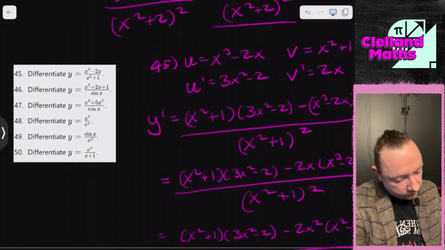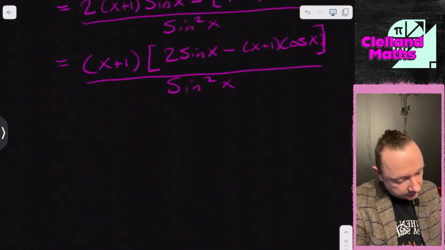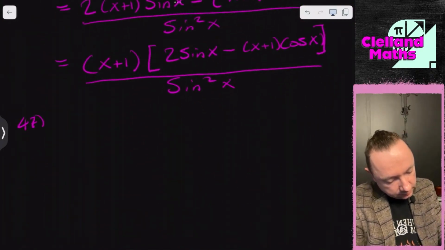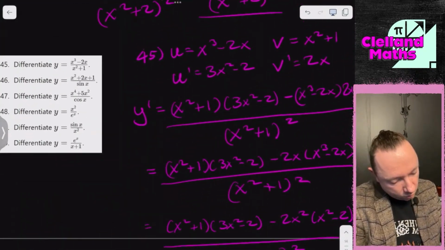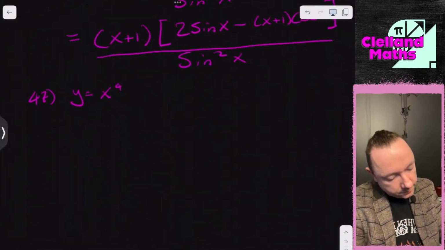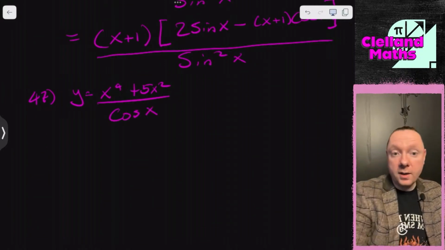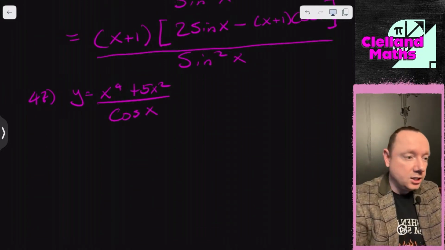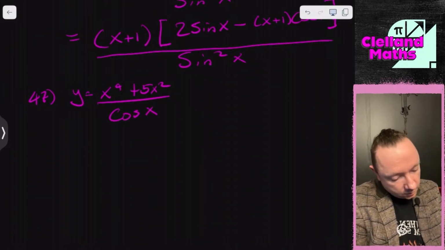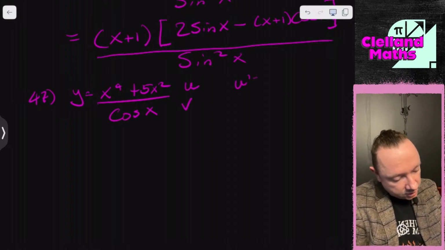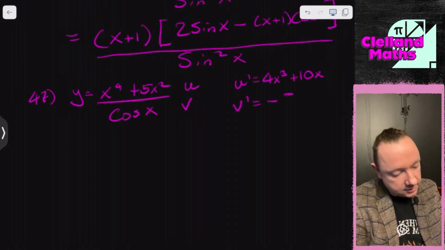47, x to the 4 plus 5x squared over cos x. I'll be happy to finish the quotient rule in a minute, which will move on to the implicit differentiation. So u and v gives me u dash is 4x cubed plus 10x, and v dash is minus sine x.